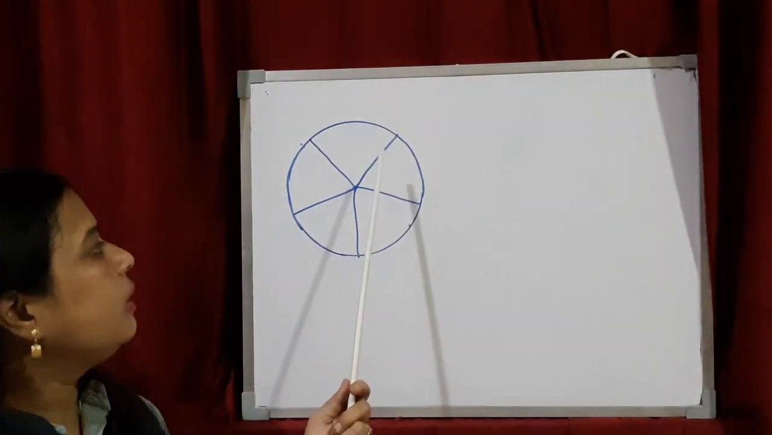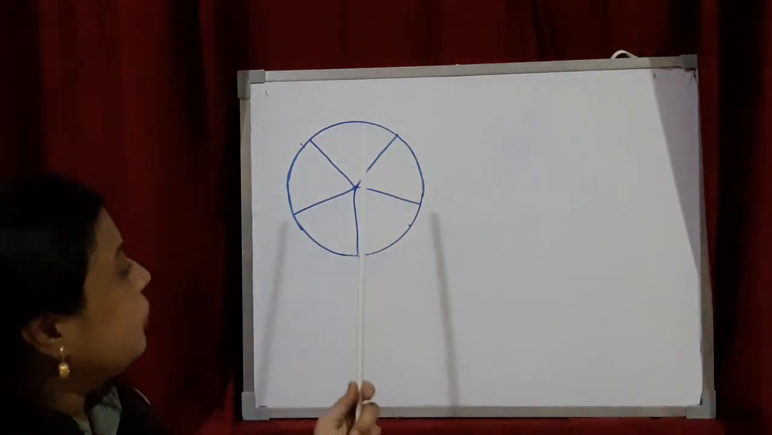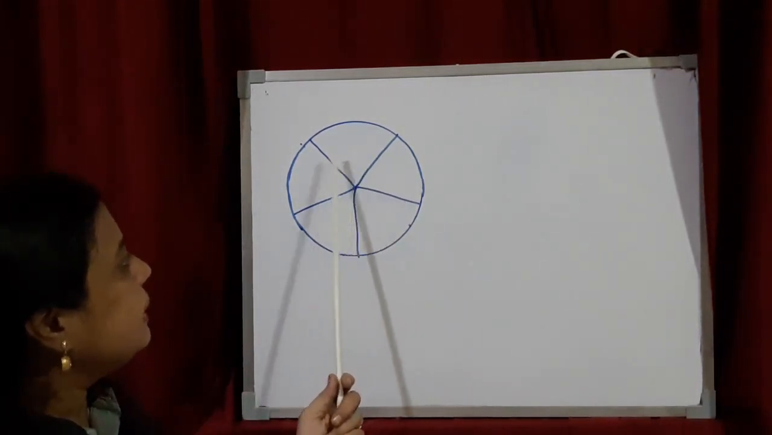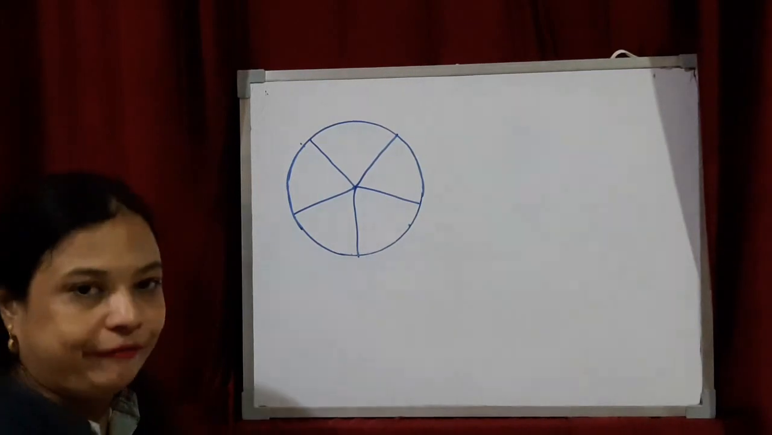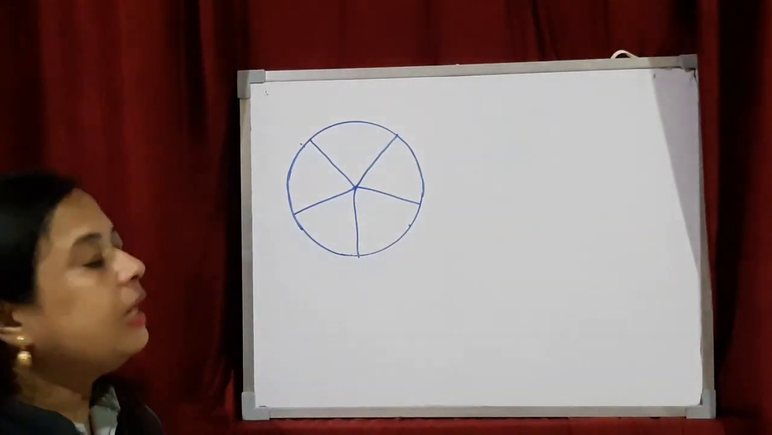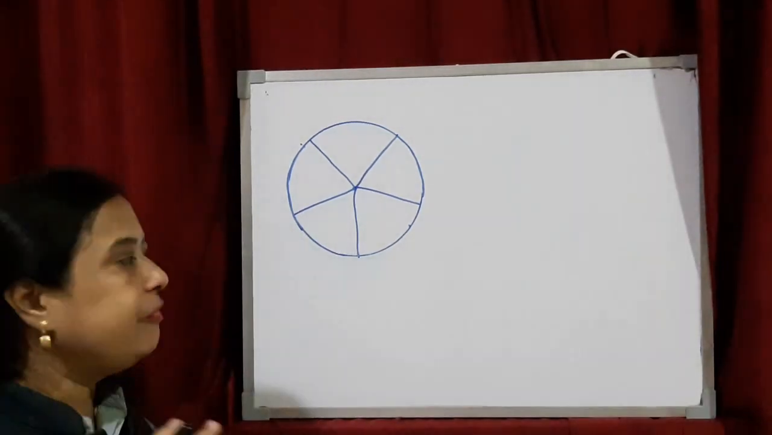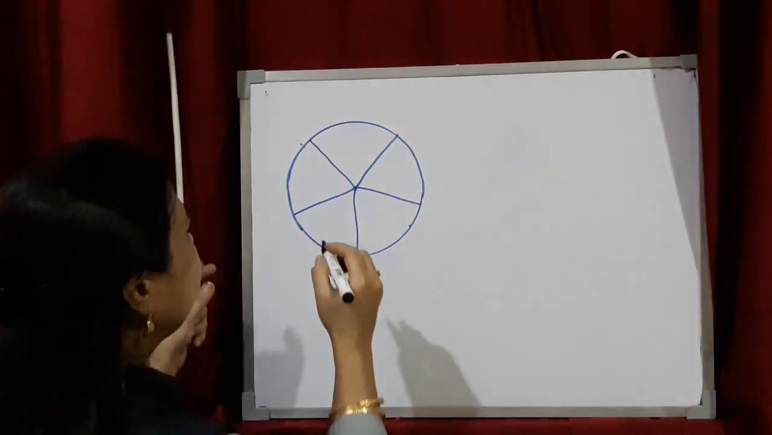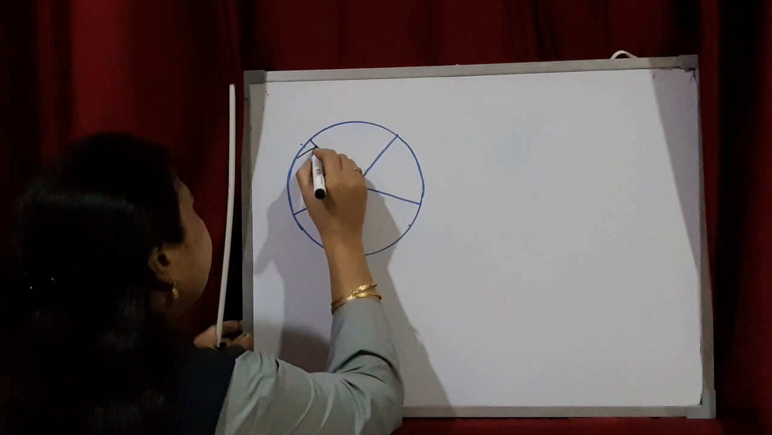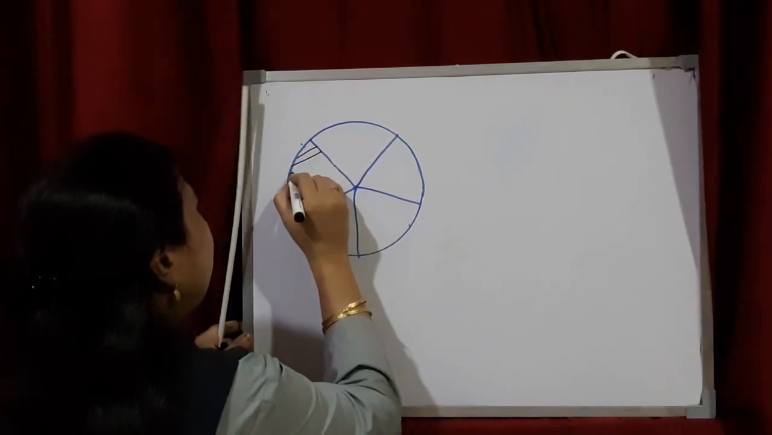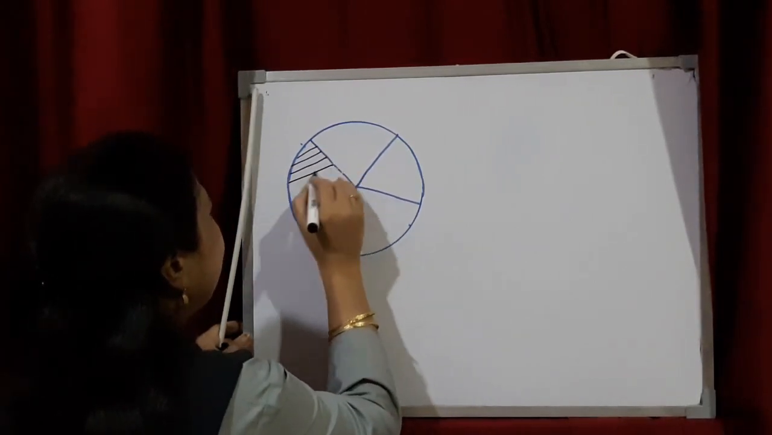Now in this circle you can see how many parts are there. 1, 2, 3, 4 and 5. Total 5 parts are there. Now one by one I will show you how we are going to write down the fraction. So first I am going to shade only one part. If I shade only one part, children, then what will be the fraction here?